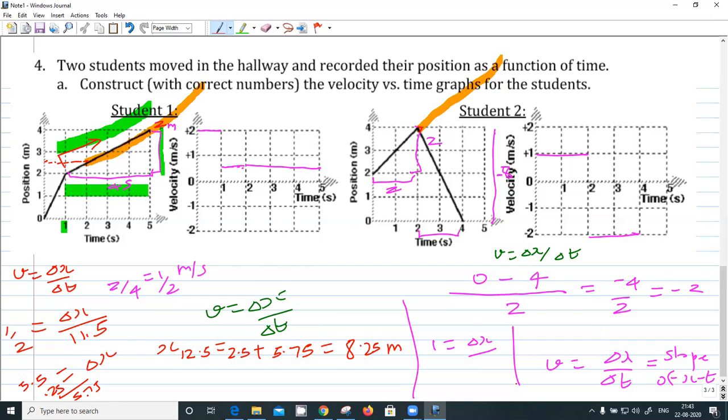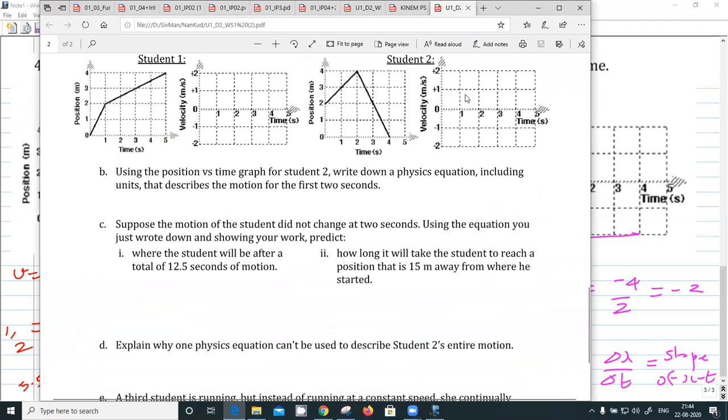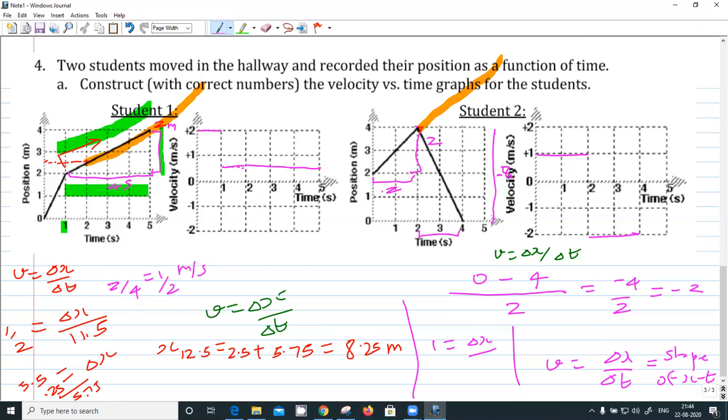So for student 2, the velocity is 1. And delta x by delta t. The question is what at the end of 12.5 seconds, right? So 12.5 minus 2, because we are starting from this position, 2. So 12.5 minus 2 is 10.5. So delta x is 10.5, and already I have covered a distance of 4, right? So x at 12.5 will be 14.5.